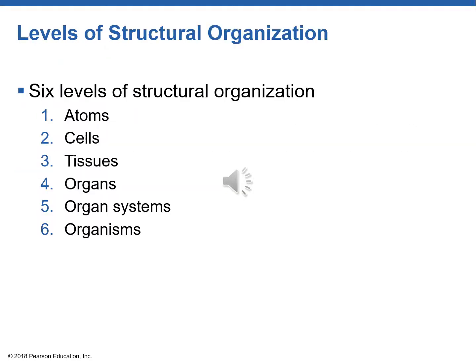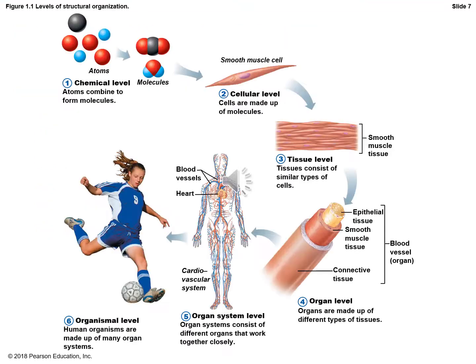We're going to look at 6 levels of structural organization, starting with the atom and going all the way up to the human organism. I know you're going to be excited about chemistry. We're going to be teaching that in the next lecture.